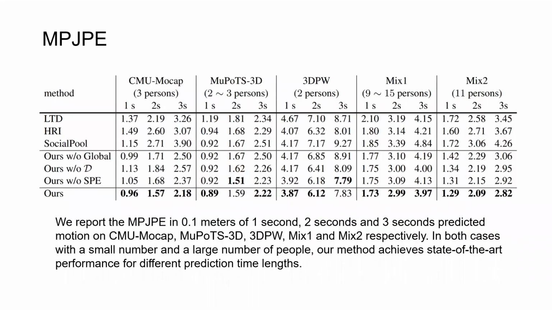We report the MPJPE in 0.1 meters of 1 second, 2 seconds, and 3 seconds predicted motion on CMU Mocap, MuPoTS-3D, 3DPW Mix1 and Mix2 respectively. In both cases, with a small number and a large number of people, our method achieves state-of-the-art performance for different prediction timelines. We achieve up to 20% improvement compared to previous single-person based methods, and up to 30% improvement compared to the multi-person based methods.